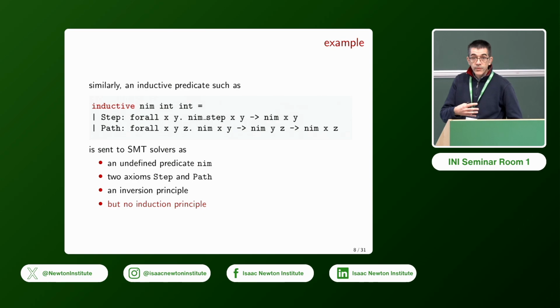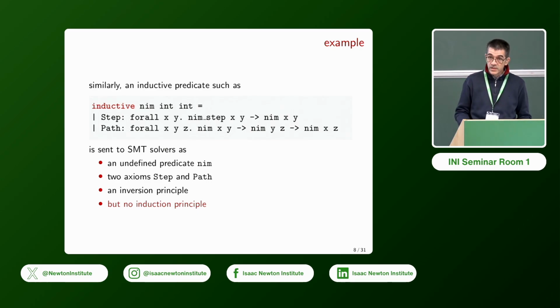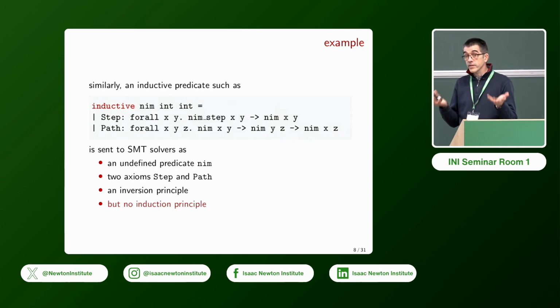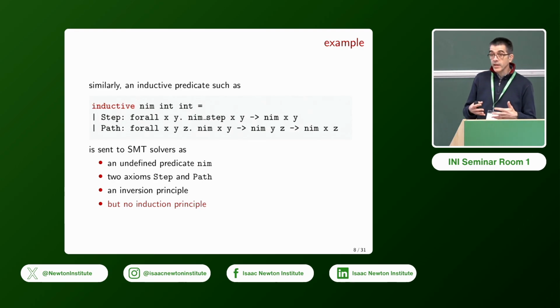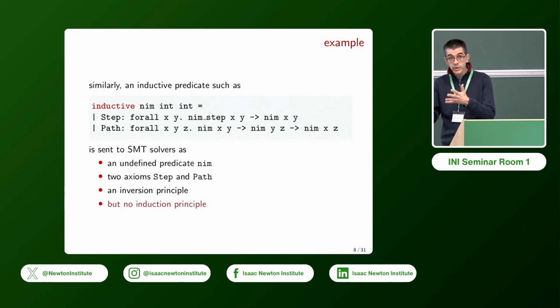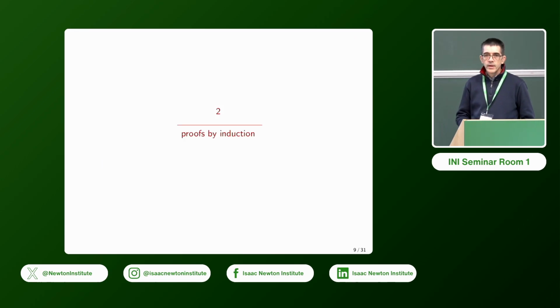And similarly, when you define some inductive predicate, like this nim predicate, we are going to turn that into some uninterpreted predicate in the logic with 2 axioms. The 2 cases for the definition are simply thrown as they are as axioms to the SMT solver. And there is also an inversion principle saying that whenever you are in the nim relation, you are either in the step case or the pass case. But again, there is no induction principle that we can express in first order logic that we could send to the SMT solver. Okay?